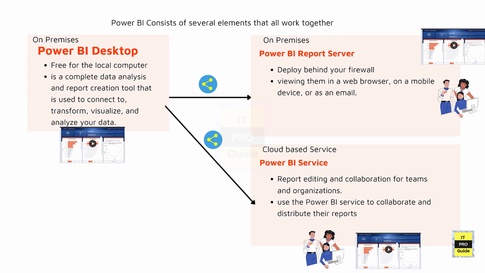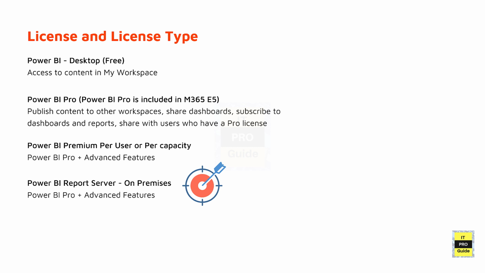So to work locally, you just need Power BI Desktop without any license. To collaborate and publish the reports, you have two solutions: Power BI Report Server, which is for on-premises, and Power BI Service, which is a part of Office 365, a cloud-based service. So let's talk about the license and the types of license.